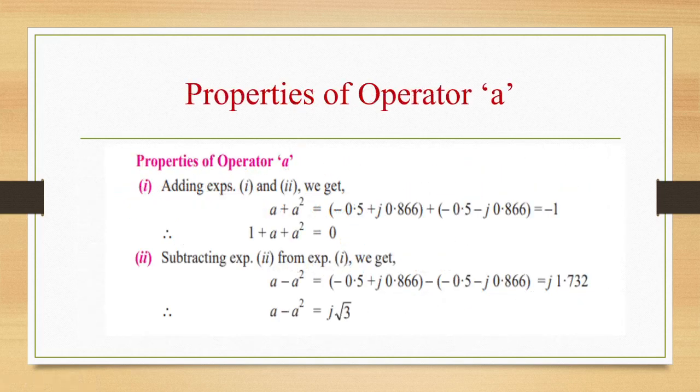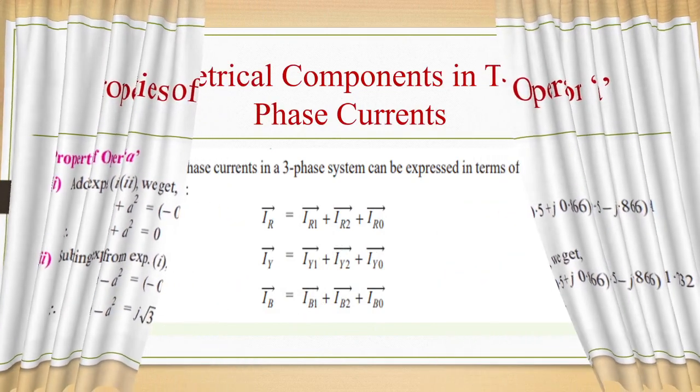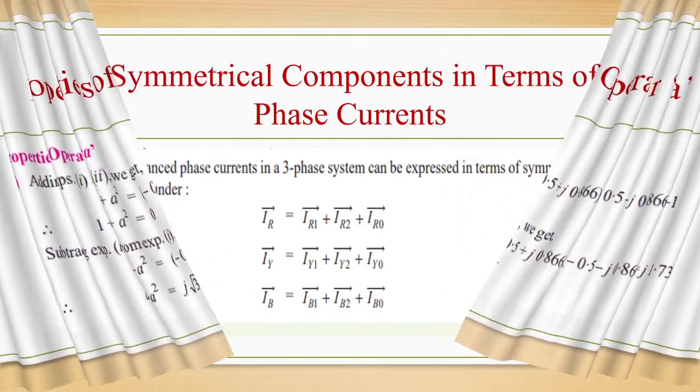Properties of operator A. When we add the expressions, we get the equation 1 plus A plus A square is 0, and when we subtract the expressions, we get A minus A square is j root 3. These are the two properties of operator A.